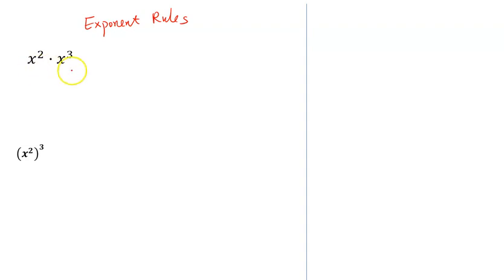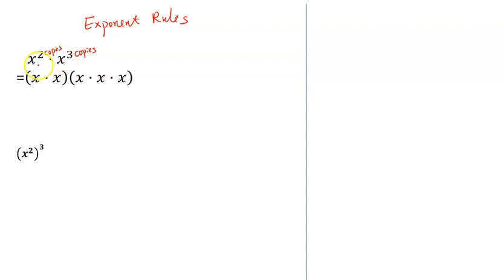Now, at this moment, we don't know any rules yet. So when we solve this problem, x squared times x cubed, all we know is the definition of x squared. If you remember from the previous video, the exponent 2 means 2 copies of the base x, and x to the third means we multiply 3 copies of x.